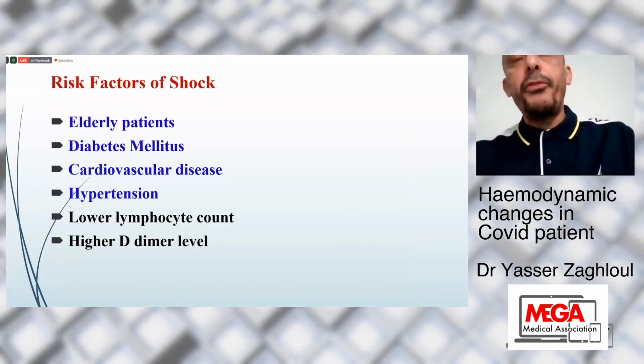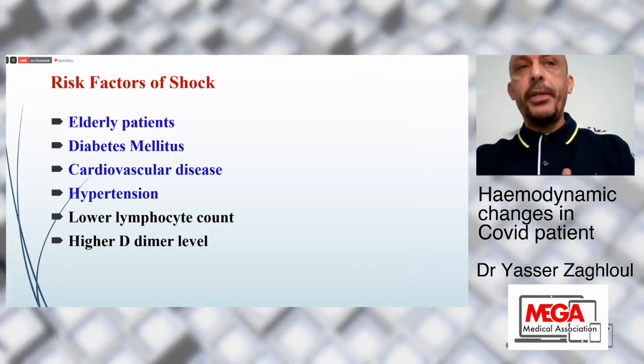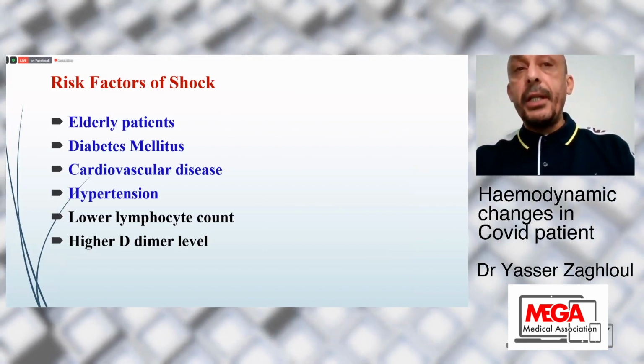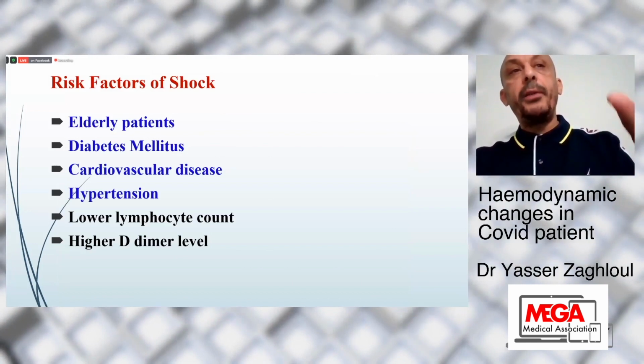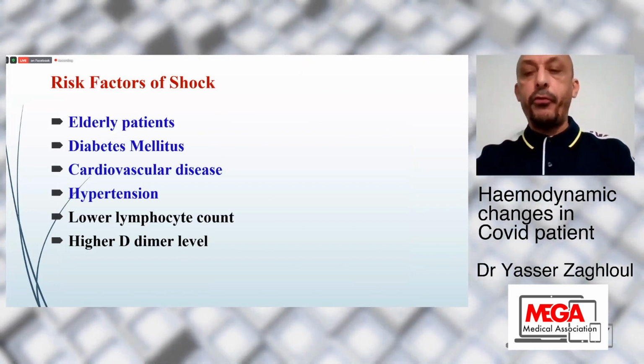The risk factors of shock in COVID patients are old age, diabetes, cardiovascular disease, hypertension, a low lymphocyte count, or a high D-dimer level. So if you find one or more of these risk factors, expect a higher incidence of shock.